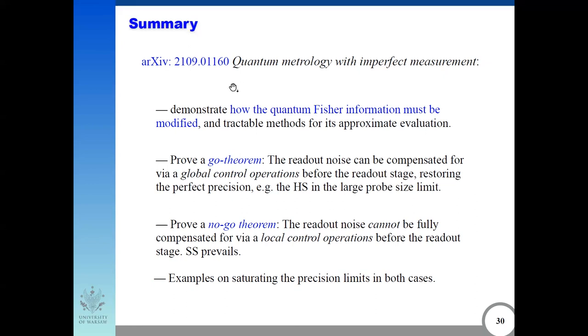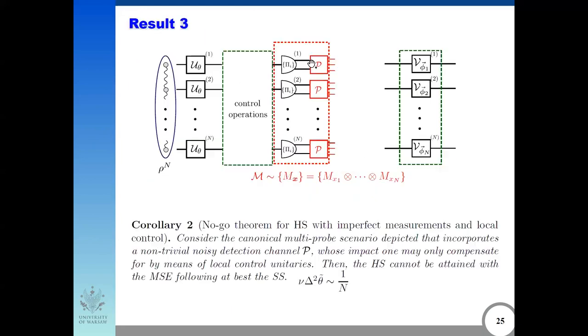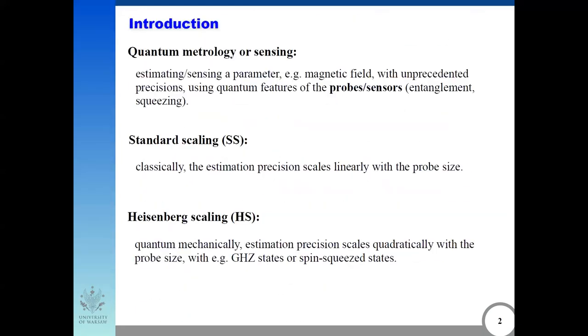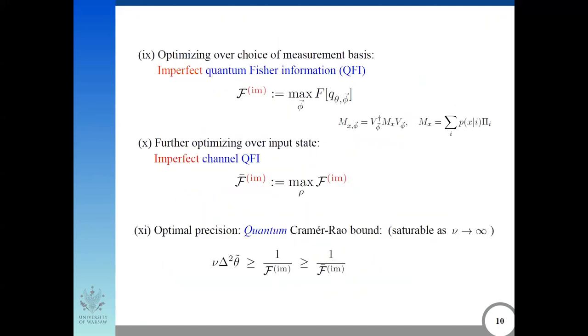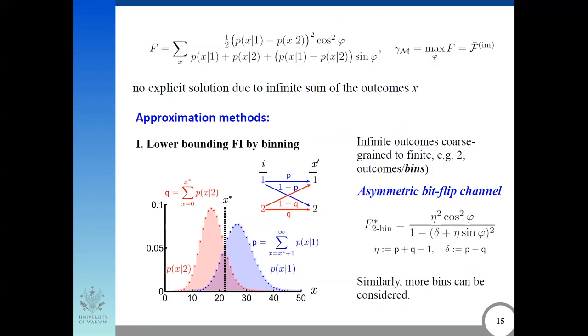My understanding is, as I say, we are here doing a general analysis. We believe we are the first to provide a general analysis on this readout noise and imperfect measurement. But as I said, for example, in experiments, people realize this noise all the time, just that there isn't a general analysis. And so they have ways to deal with it, but tailored for their problem. For example, in the NV centers, they propose this threshold method, which is exactly this binning method with two binnings.